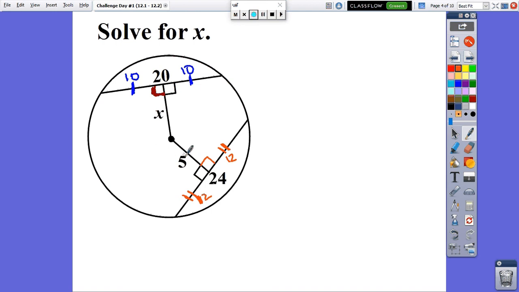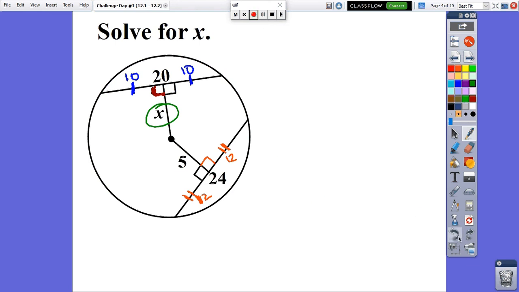And we can't say that x is 5 because these two chords are not the same length, right? If this was 20 and this was 20, well, then these would also have to be matching 5s. But since this 20 is different than the 24, then this x will be different than the 5. Now, one question I would then pose to you in class would be, well, should x be bigger or smaller than 5? If you think about it, if this chord up here is 20 and this is 24, then would x have to be bigger or smaller than 5?